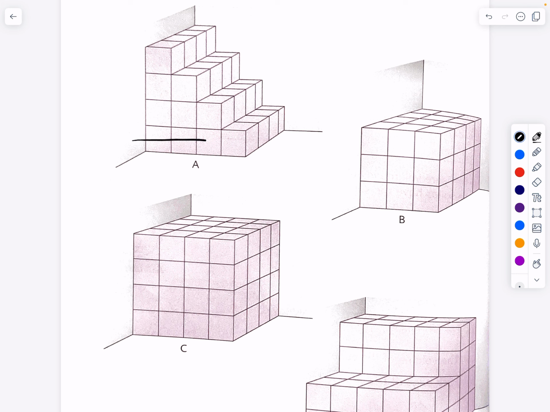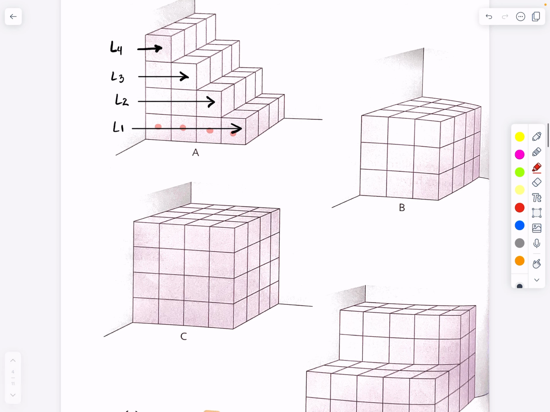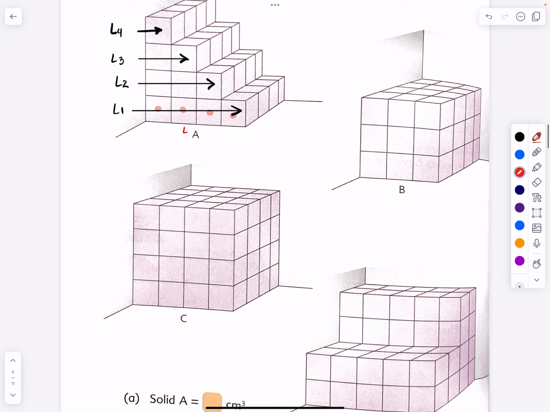So I would say this is the first layer. This is the second layer. This is the third layer. And finally, we have layer 4. Let's count. How many cubes are in the first layer? 1, 2, 3, 4. That's 4 in length, right? And 4 in width. 4 by 4 is 16.